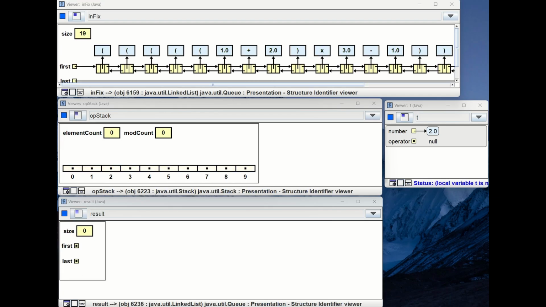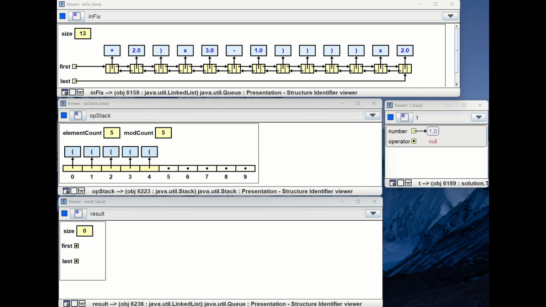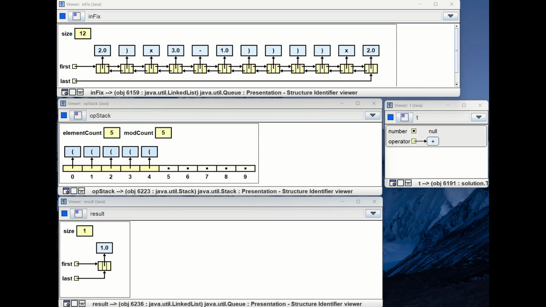We got all these parentheses. Well, the open paren is going to go into the stack, and so is each of the next three open parens. The 1 is going to go into the output queue. Now we got a plus sign. That's going to go into our stack. The 2 is going to go into our output queue.